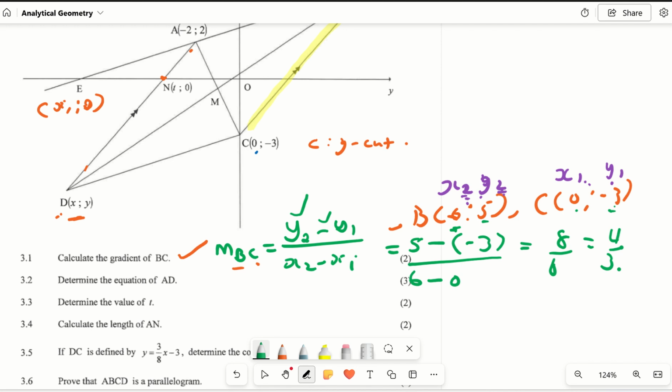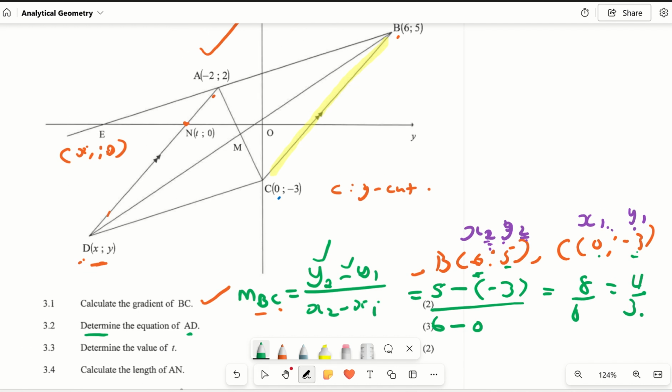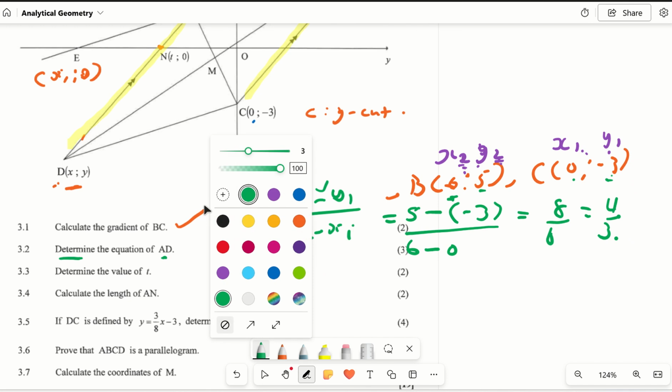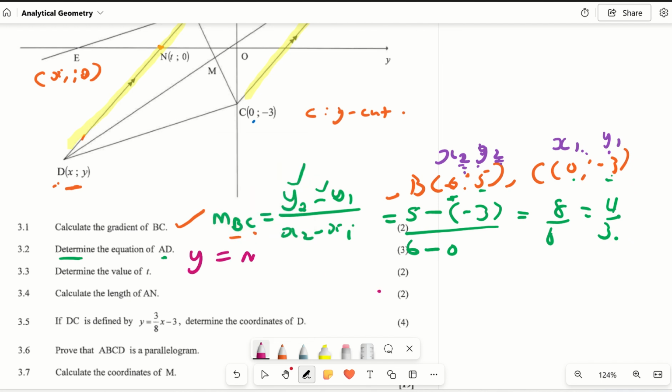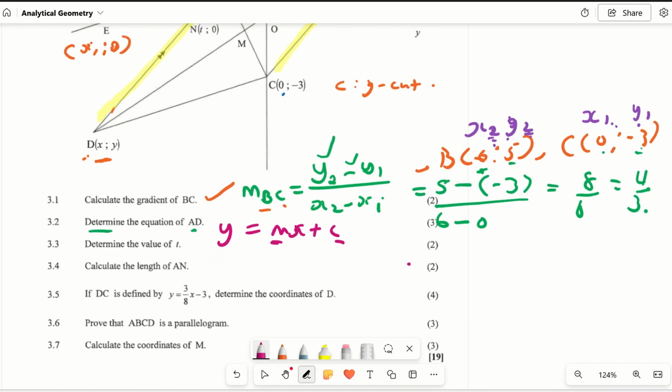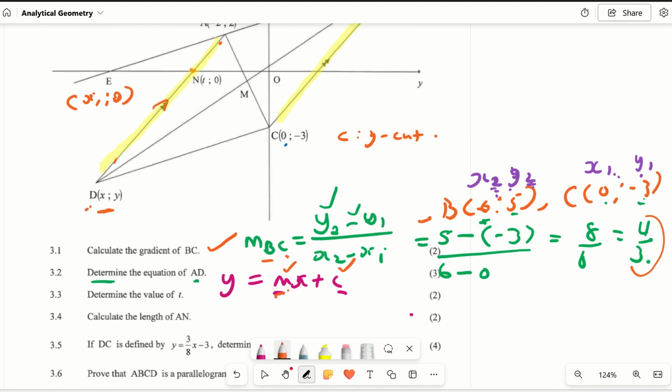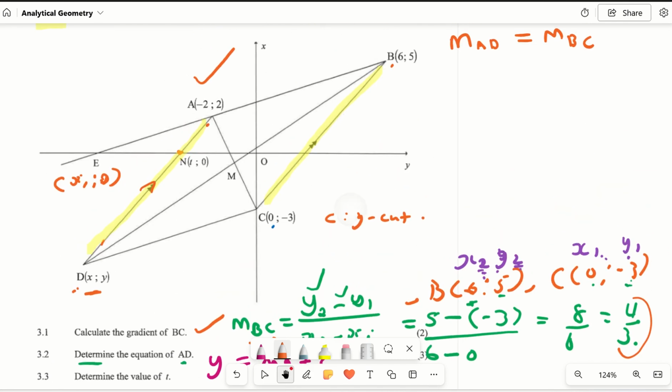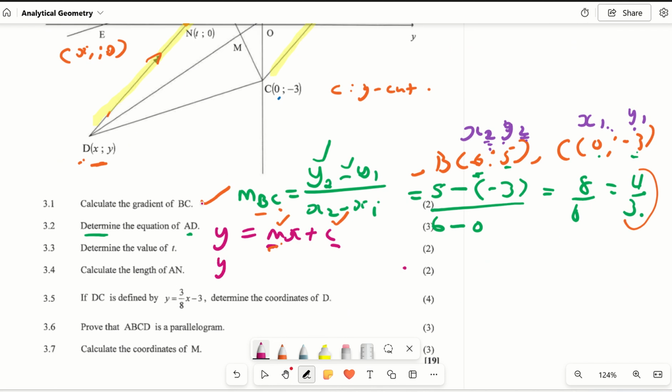The next question, 3.2, says determine the equation of AD. AD is this straight line there, right? So all straight lines are in the format y equals mx plus c, where m represents the gradient and c represents the y-intercept. Whenever they ask you to find the equation of a straight line, all you need to find is the value of m and the value of c. The value of m we already have. The value of m is 4 over 3. Why? Because AD is parallel to BC, which means that they have the same gradient. So I can go ahead and substitute 4 over 3 there, like that.